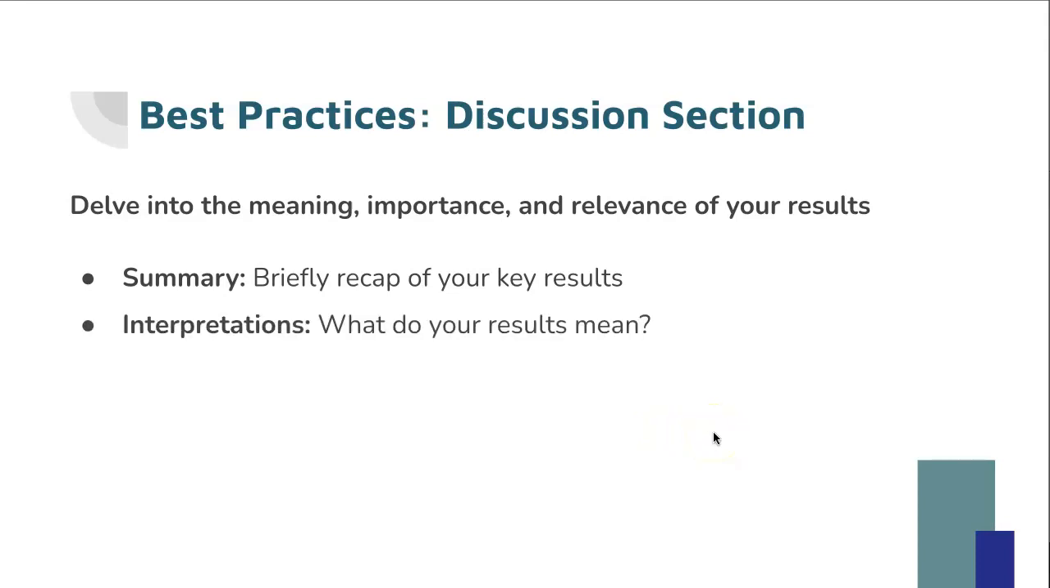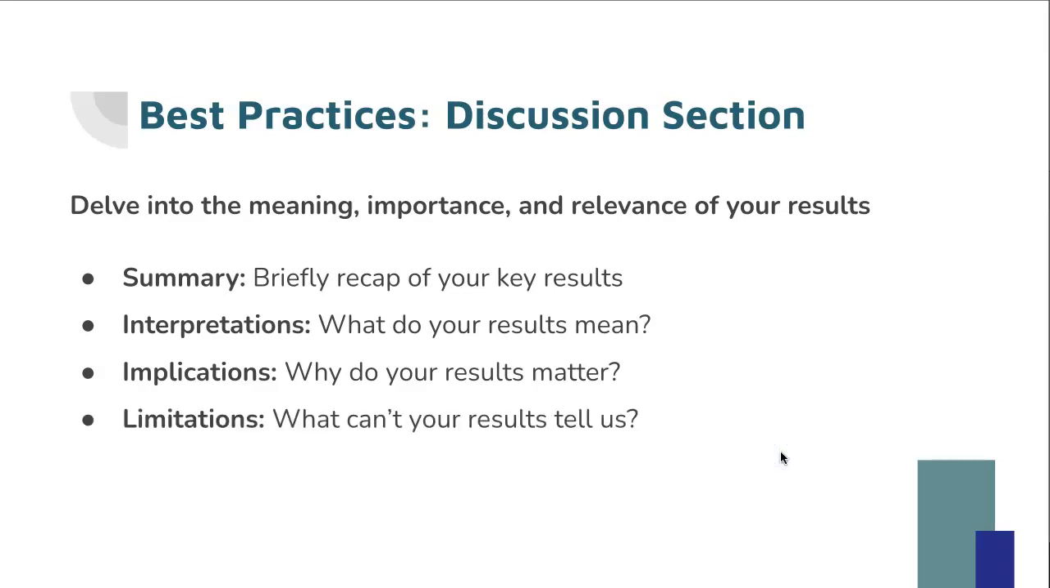Then a couple questions you want to try to answer are, what do your results mean? So is there a way to extract meaning from our results to help us answer our question? Why do your results matter? So you can actually start talking about the implications and how this might affect the world outside of your IMRaD paper. We also want to address the limitations. So what can our results not tell us? And what are some potential issues with our research? I'll talk about where to draw the line with that in a little bit.